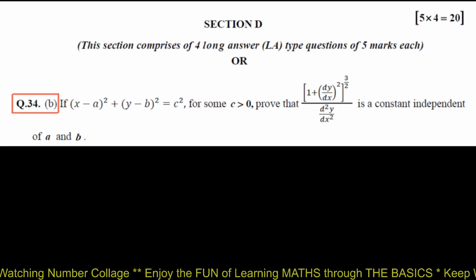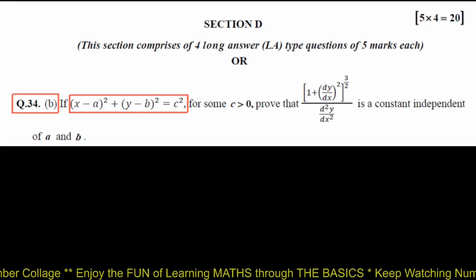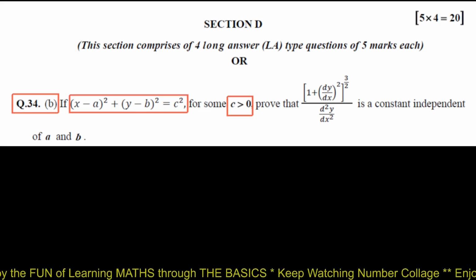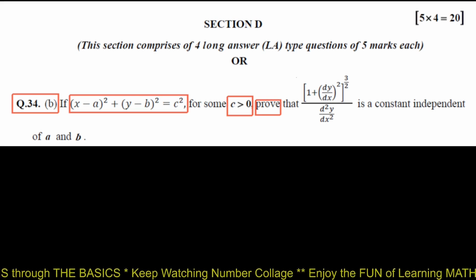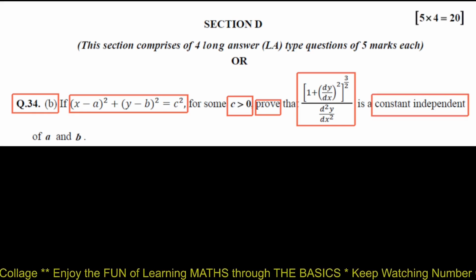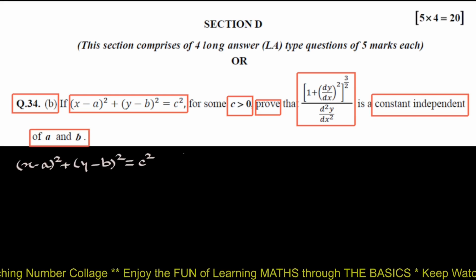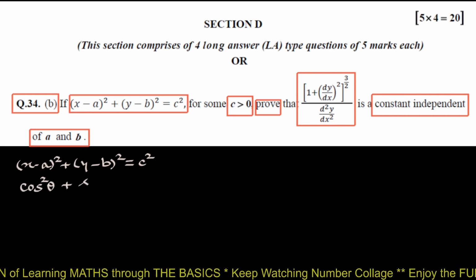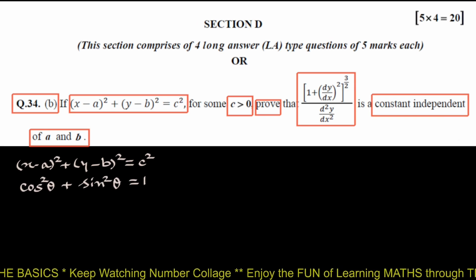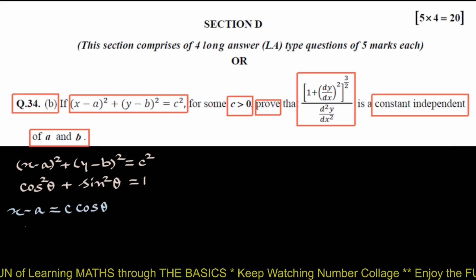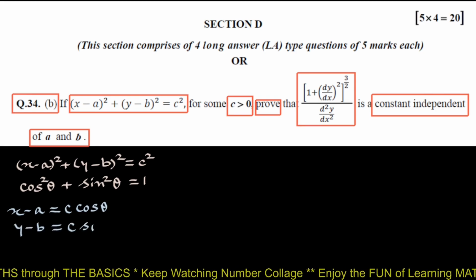Question 24b. If (x minus a) whole square plus (y minus b) whole square equals c square for some positive c, we have to prove that [1 plus (dy/dx) whole square] raised to power 3/2 upon d2y/dx square is a constant independent of a and b. We will compare this given expression with the trigonometric identity cos square theta plus sin square theta equals 1. Accordingly, we will put x minus a equals c cos theta and y minus b equals c sin theta.